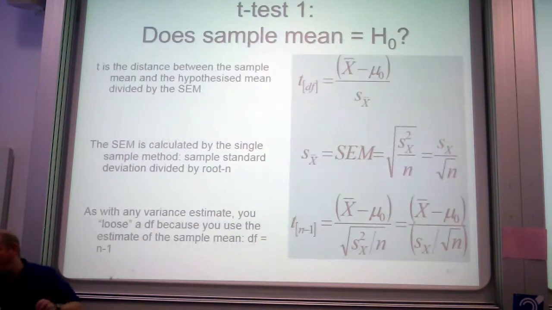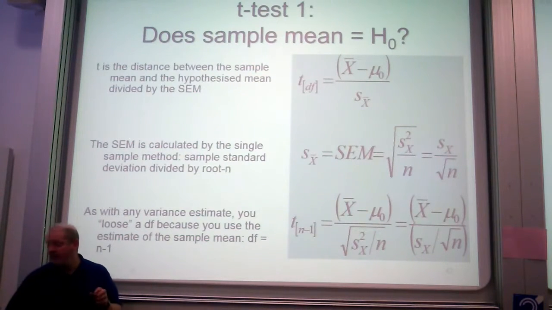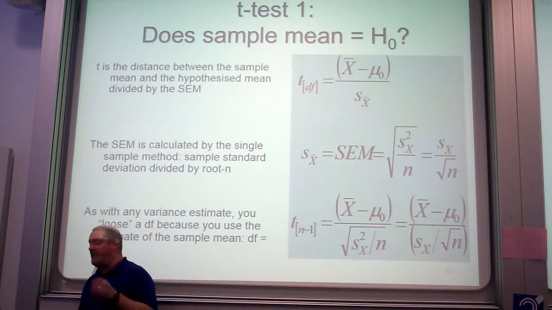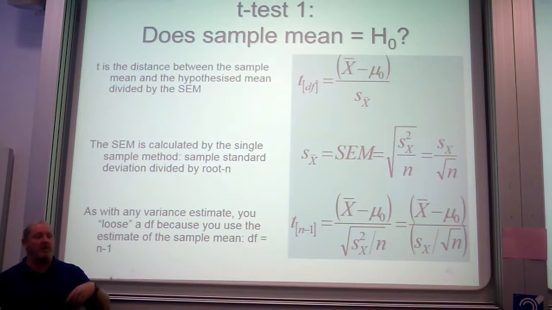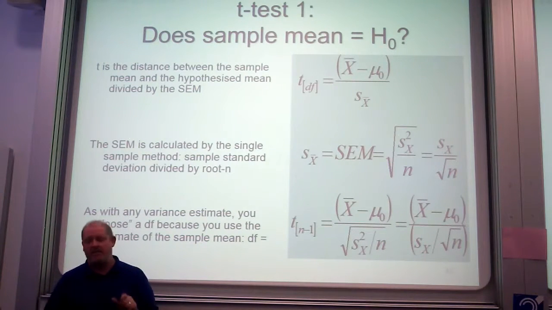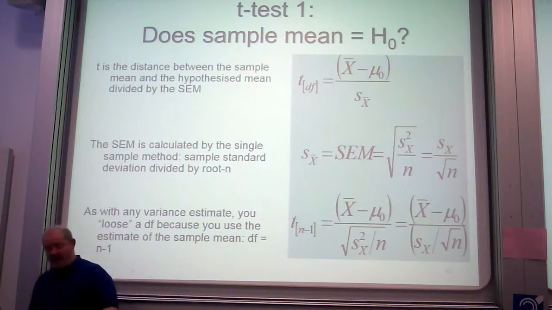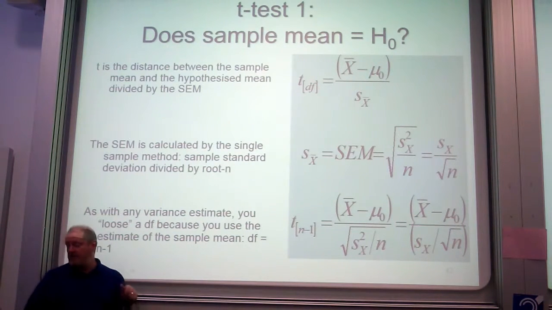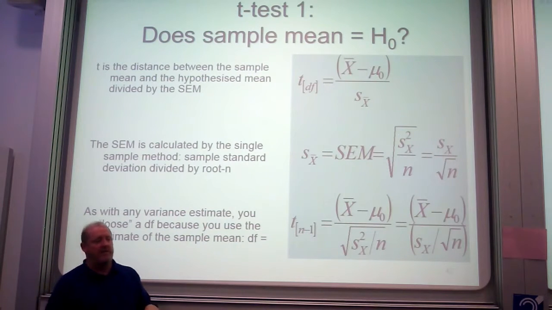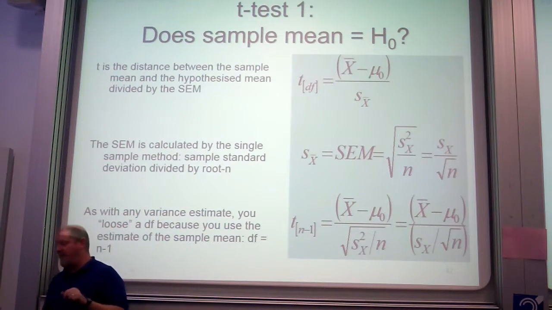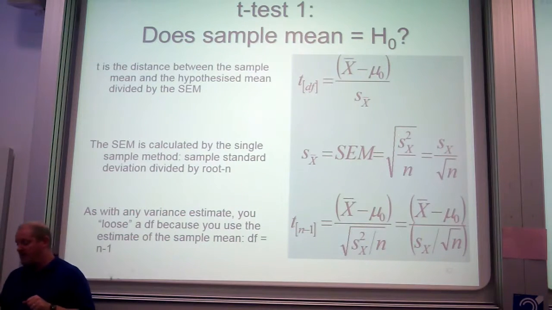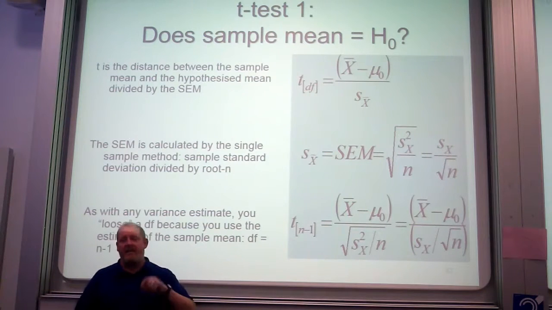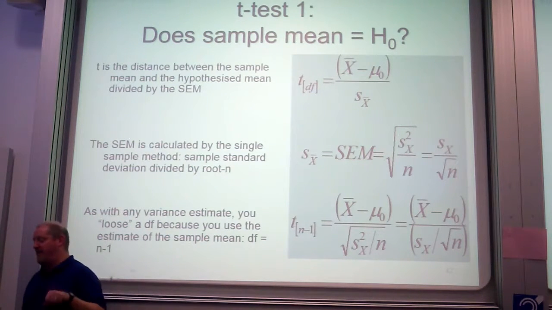Okay, so we're now coming back. The t-values are always estimating the distance between a sample mean or two sample means, the mean of the difference of observations. We calculate the standard error using the single sample method. So we just take the standard deviation divided by the square root of n. And we're going to lose a degree of freedom because to calculate that standard deviation, we still have to calculate the mean.